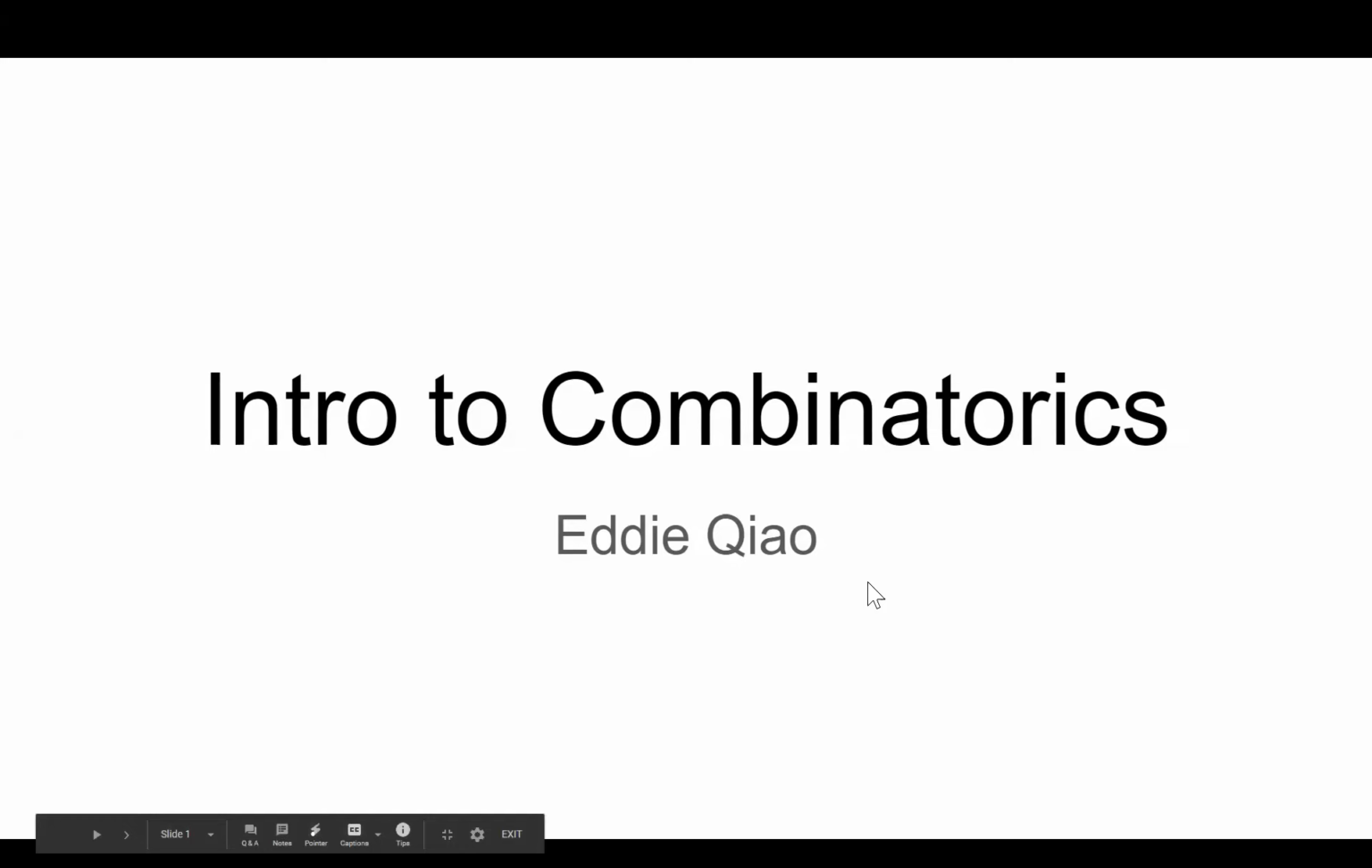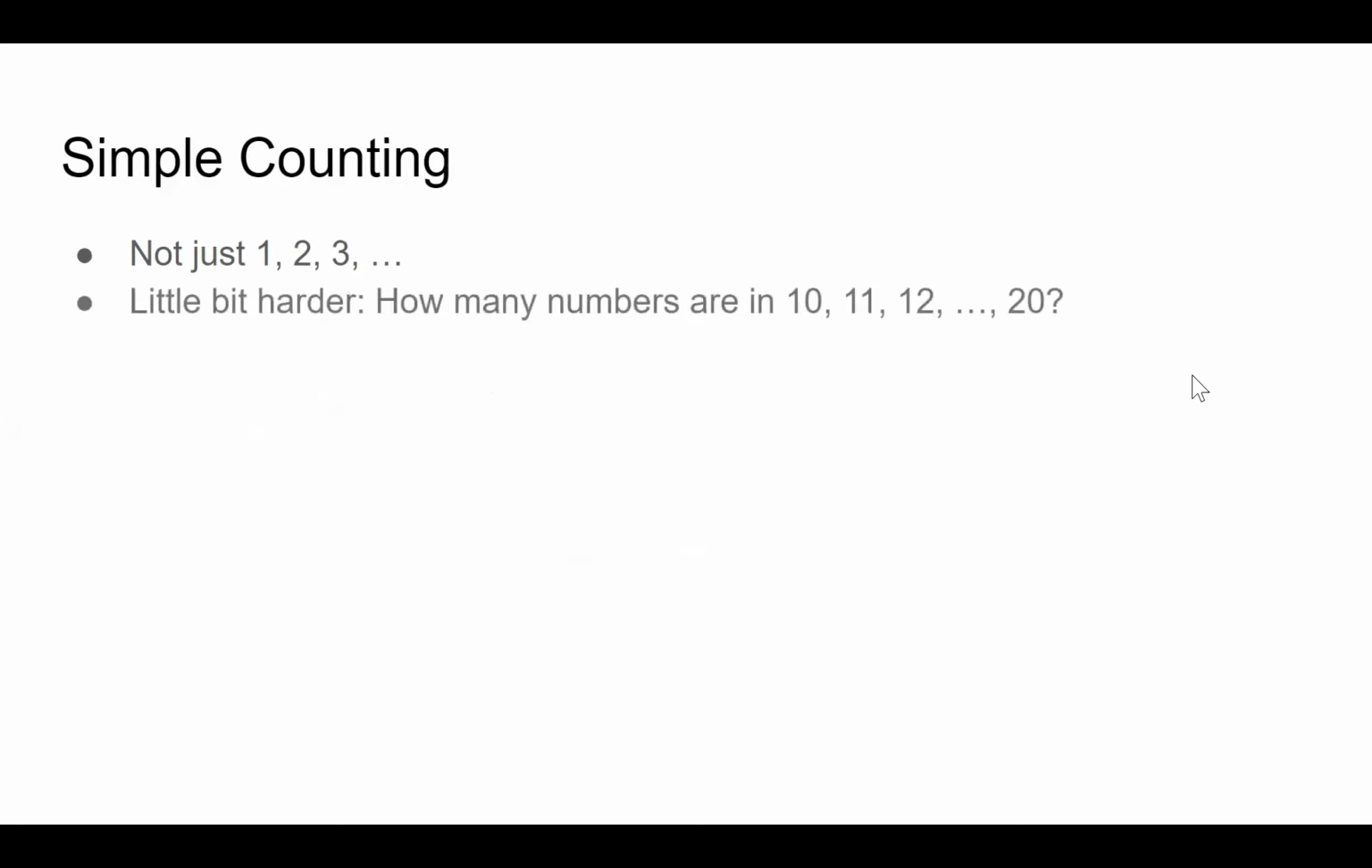Okay, so I'm gonna start now. So today we're gonna be talking about combinatorics. Combinatorics is basically just like counting. First of all, what does counting really mean? It's not just like 1, 2, 3 counting like that, but it's first a little bit harder, like how many numbers are in the sequence 10, 11, 12, all the way to 20.